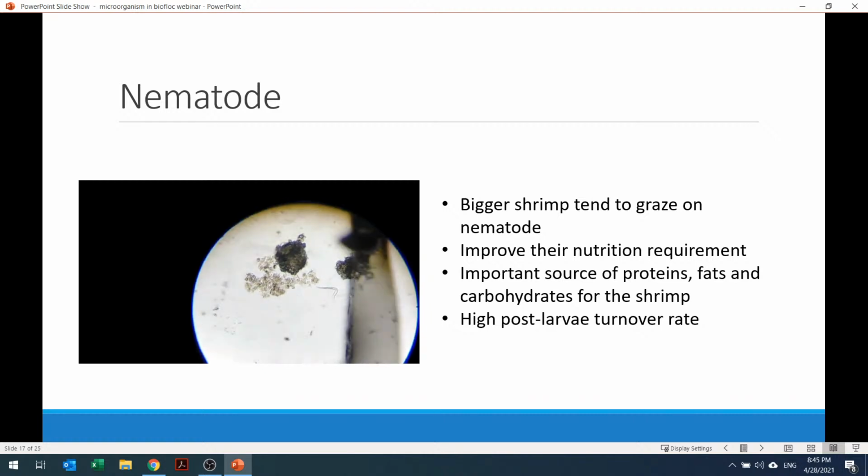The nematode represents an important source of proteins, fat, and carbohydrate for the shrimp. Although some people say that the nematode is a pathogenic organism that causes infection in many fishes, research has proven the nutritional quality of this organism for the shrimp. Some other studies also reported that the highest post-larvae turnover rate was achieved when the larvae were fed with the live nematode.